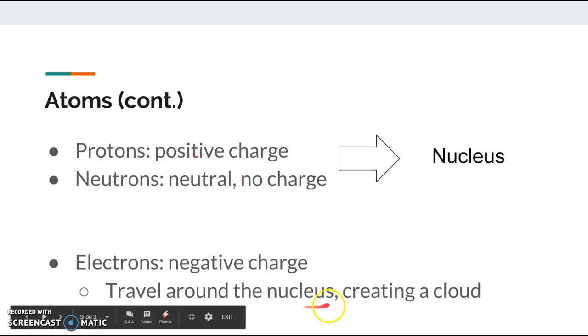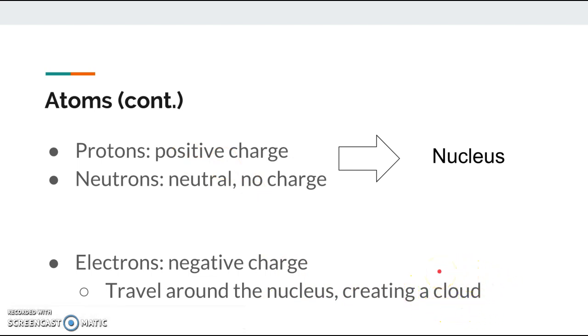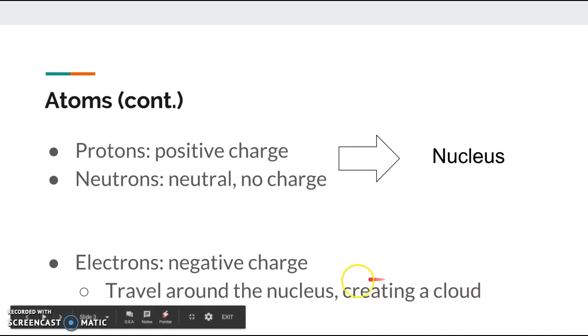These travel around the nucleus, so they're creating a cloud, is actually what the theory is nowadays. There's one called the Bohr model that we're going to use, and it's a model that just helps us conceptualize the levels of the electrons as opposed to how they actually travel. And so they're really more in like a cloud, so it's kind of a hot mess in there.